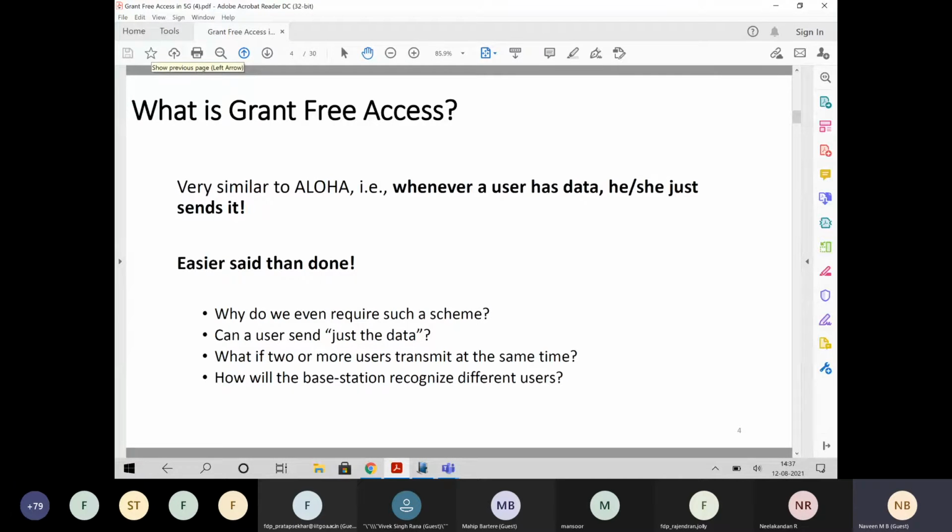So how does the base station recognize different users? What if two or more users transmit at the same time? And how can you simply send data? I mean, how will the base station know this is even data? How will it know where you are putting your signature that I am this user and this is my data? Some signature has to be there, right? Otherwise, how will the base station know whose data is where? So all these aspects we will discuss in this talk.